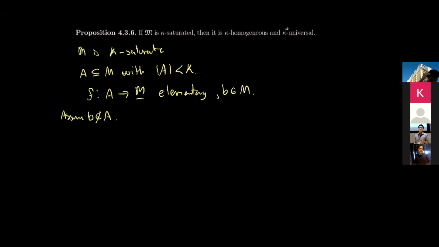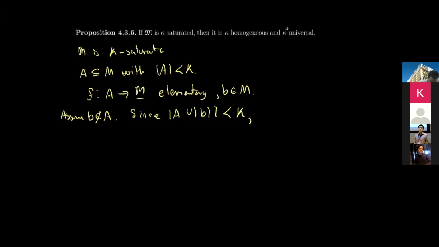Okay, now what can we do here in order to find this? Since you have B is not, you can consider the cardinality of A union set of B. If the cardinality of A is less than kappa, then you're going to get that the cardinality of A union B is less than kappa as well. And the idea on how we can construct the type and the extension of this is we're going to use kappa saturated to tell us what we can send this B to.